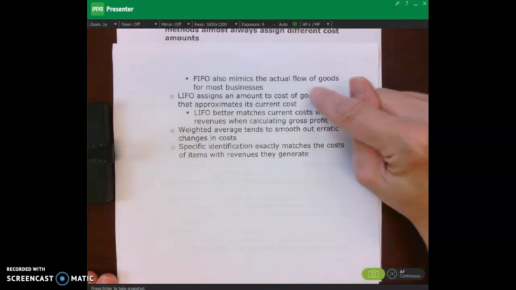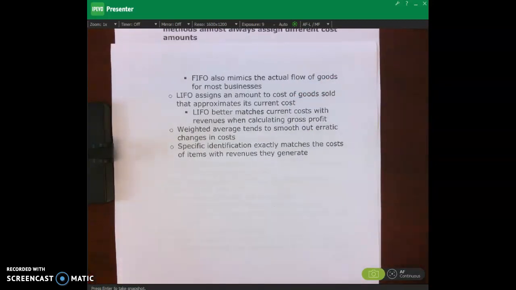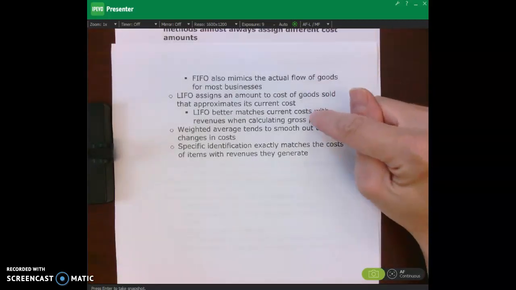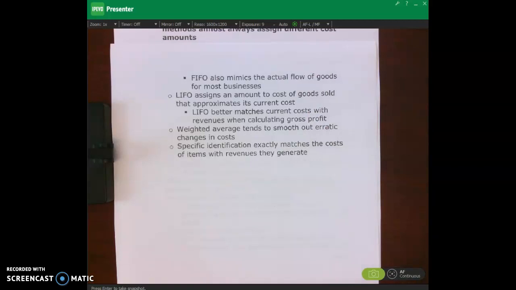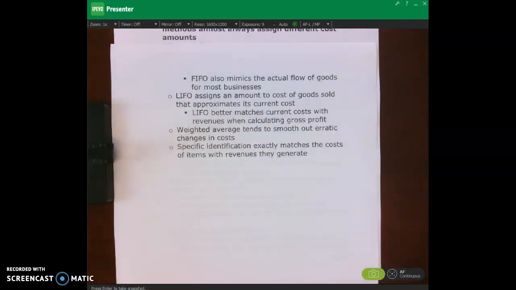LIFO assigns an amount to cost of goods sold that approximates its current cost. Because remember, the most recent inventory shows up in cost of goods sold. Well, that's the most recent cost. And so, because of that, compared to FIFO, it better matches the cost with the revenue. So it better satisfies the matching principle. Weighted average would be useful for those companies that have very similar products, and it tends to smooth out any big swings in costs. And specific identification, as I was saying, would be the optimal for the matching principle, but it's not used for high volume products because it's impractical.